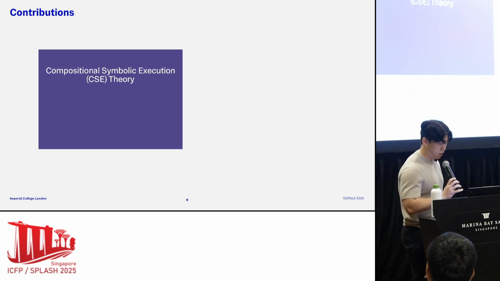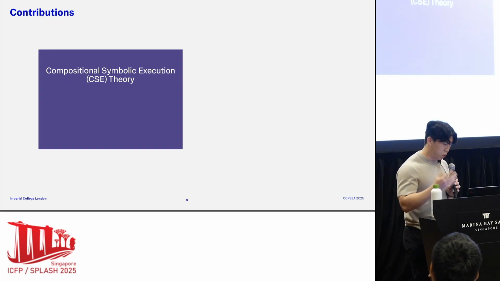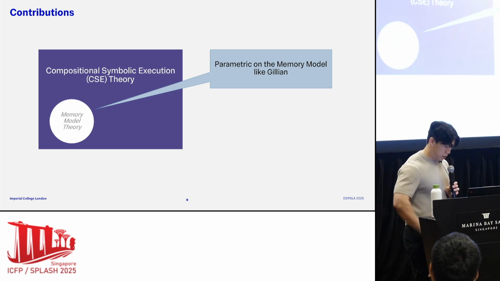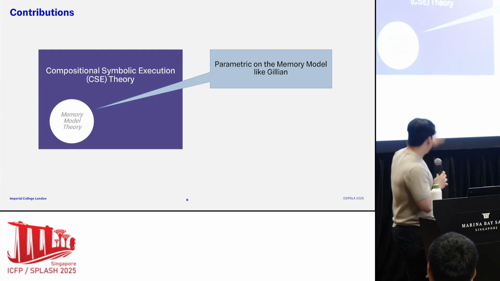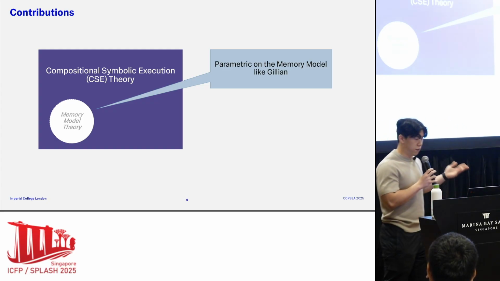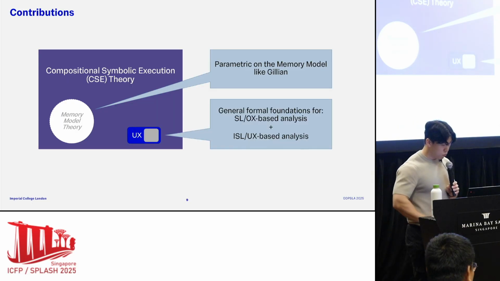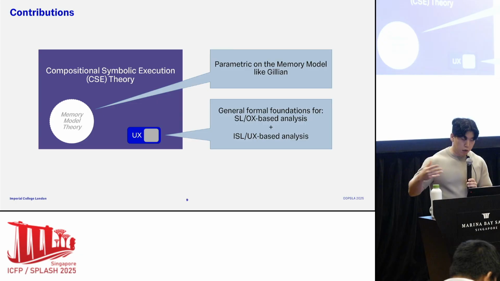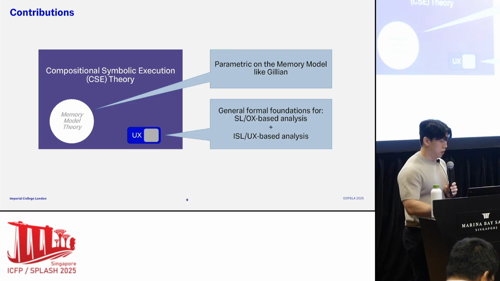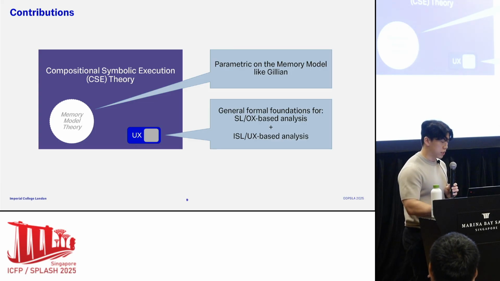And so this is where our work comes into play. We introduce what we call the CSE theory, right? So it has the following features. It's parametric on the memory model, just like Gillian. But now we have a memory model theory, so we have properties on top of the memory model. We also have a general formal compositional symbolic execution foundation for not only separation logic based analysis, but also incorrectness separation logic based analysis.